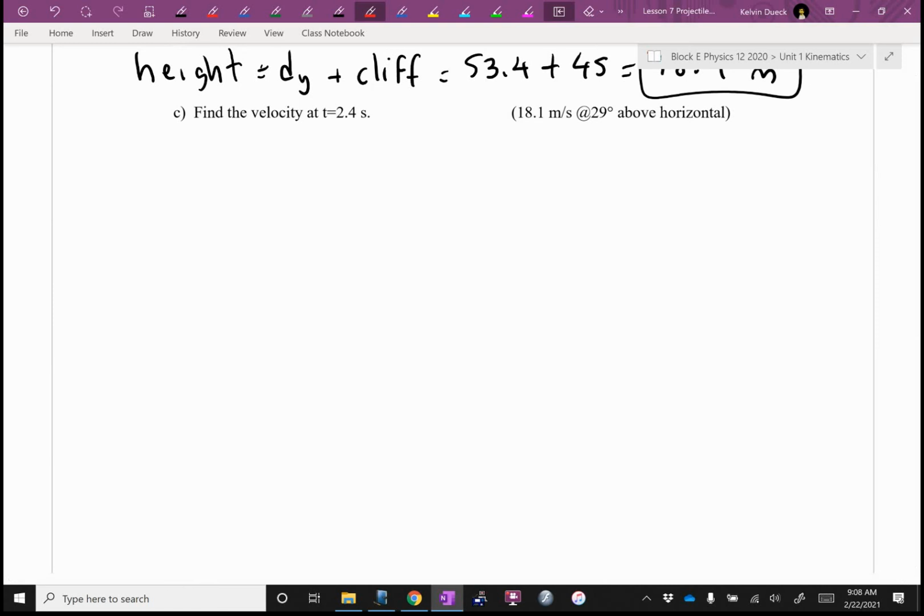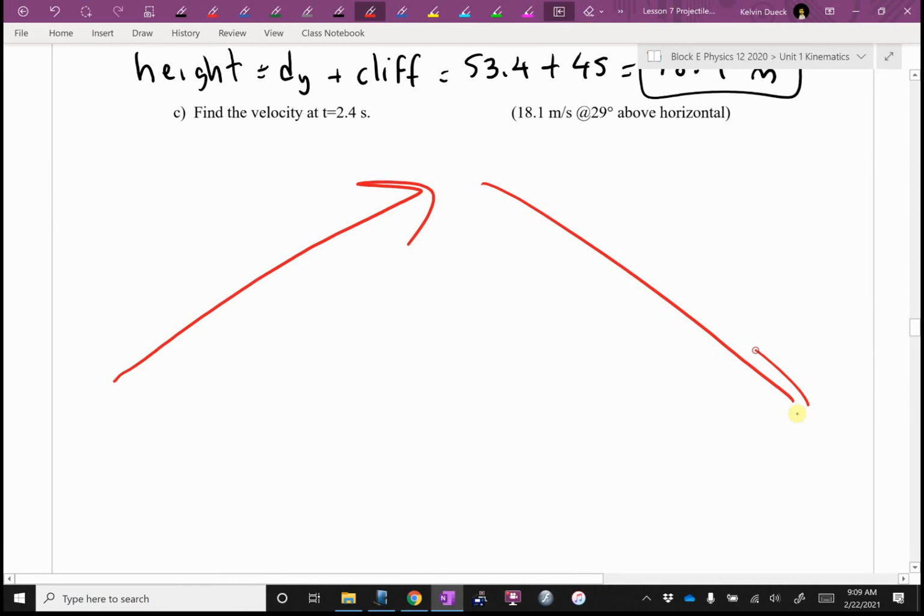Now, in one way, this is a little bit easier because they gave me time. And anytime they give me time, the question's going to fall apart. What does this question want me to find? No, read carefully. What? Velocity. I think the velocity, don't write this down, looks like that or like that. It could be on the way up, it could be on the way down.